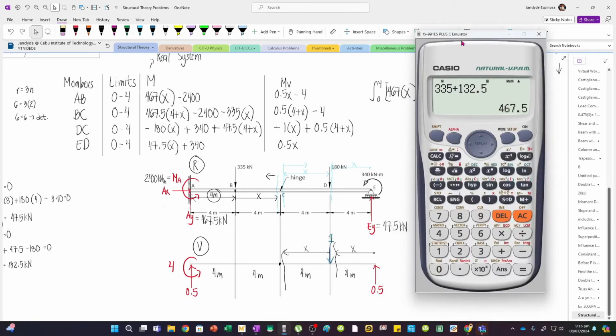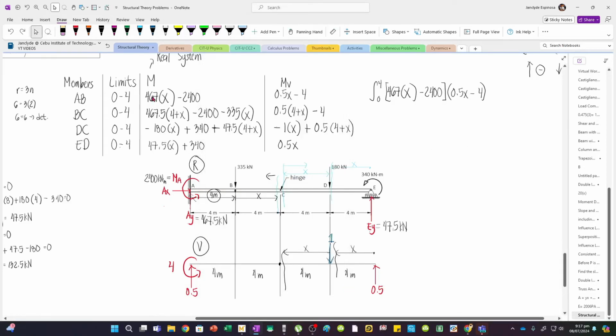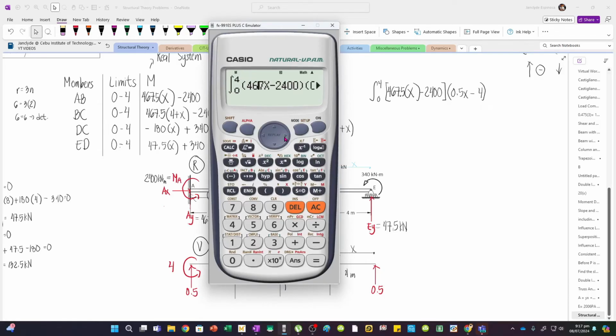So, we have here 0 to 4 and then 467x minus 2,400 times 0.5x minus 4. Yan. So this gives us 56512 divided by 3. Now, check ko lang muna. 467. By the way, meron tong 0.5. 0.5, sorry. So this also has 0.5. Medyo typo lang. So 467.5. Yan. We have 56480 divided by 3.